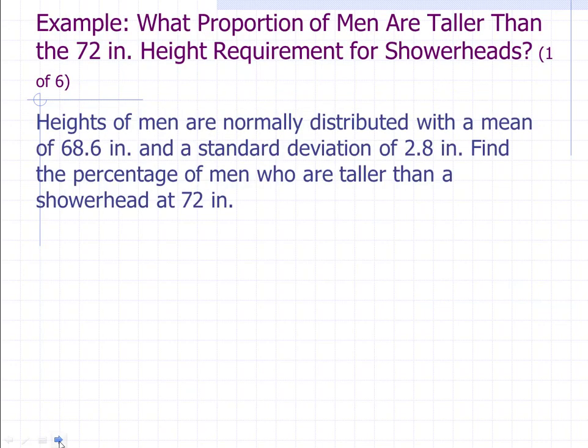Now let's look at this example: what proportion of men are taller than the 72-inch height requirement for shower heads? Okay, 72 inches is 6 feet. We know that the heights of men in the United States are normally distributed with a mean of 68.6 and a standard deviation of 2.8. Find the percent of men who are taller than the shower head at 72 inches.